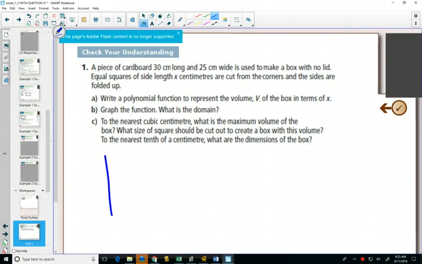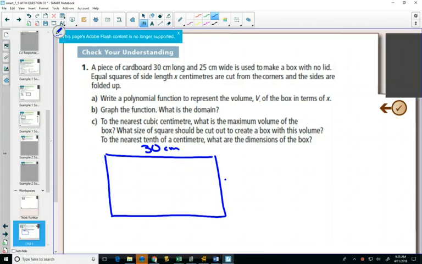So if I was drawing a picture of my cardboard, it's 30 centimeters by 25 centimeters. Squares are cut out of the corners, so maybe I draw little squares out of each of the corners. And this is very similar to the paper box problem we did to begin with. And I'm going to label the side lengths of those squares all as x.